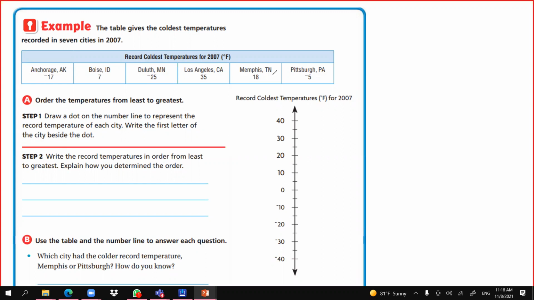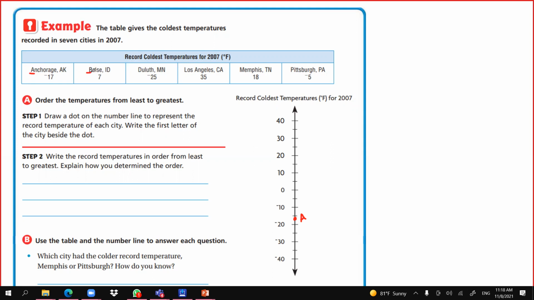So now I want to represent the numbers on the number line. Let's start with the first one here. Negative 17. So here we have 0. Here we have negative 10. Here we have negative 20. Between them, we have negative 15. So here will be negative 17. And we will write letter A, because the first letter is A.